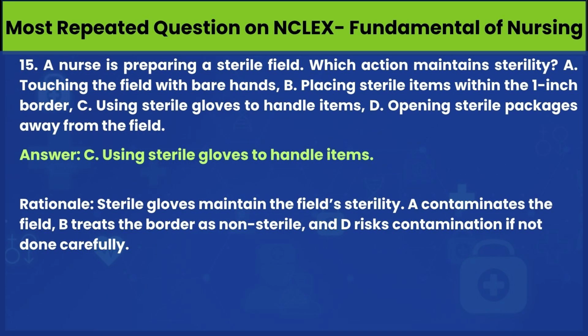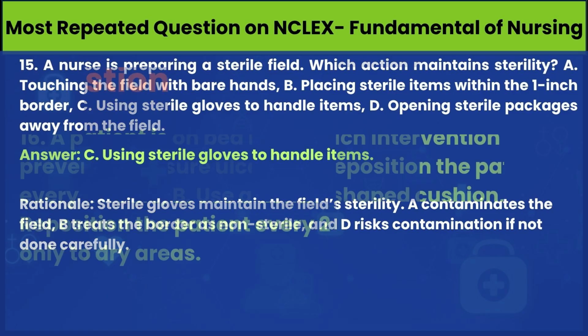Answer: C. Using sterile gloves to handle items. Rationale: sterile gloves maintain the field's sterility. A contaminates the field. B treats the border as non-sterile. And D risks contamination if not done carefully.